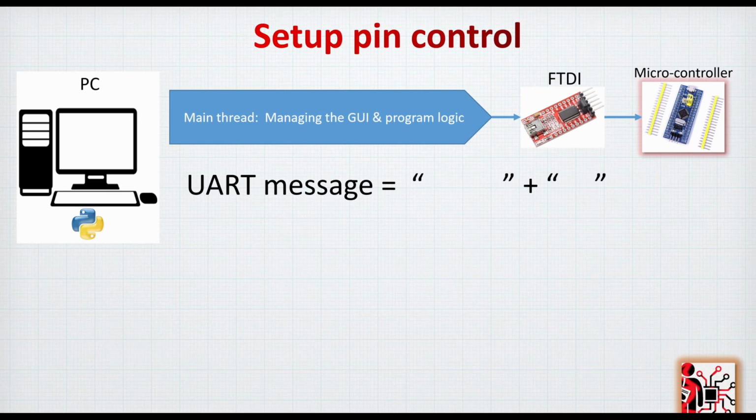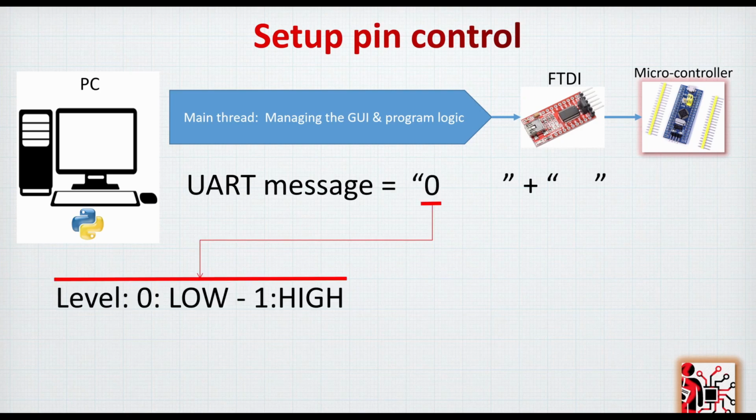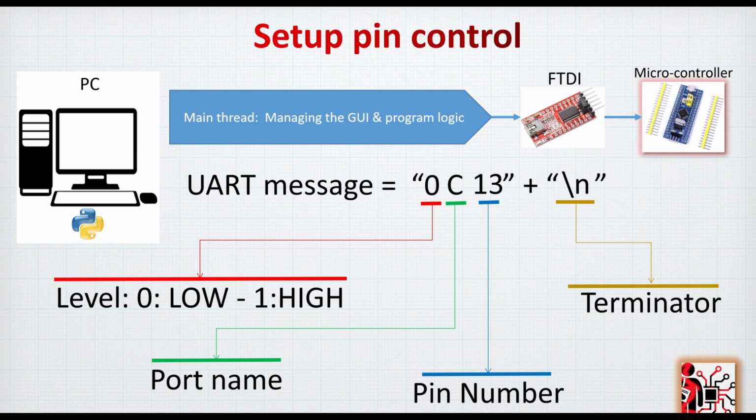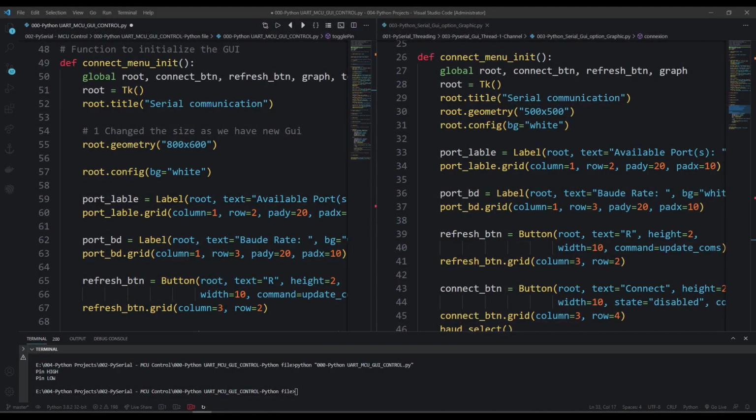So the message structure will be as below. First of all, we are going to send a 0 or 1 to say we are going to change the pin level to low or high. Then the port name, and after that, the pin number of the port. Finally, we are going to add the terminator, which is the \n or the new line, to the microcontroller. Based on that, we are going to put some logic in the microcontroller so we can see how this code is working. So let's take a look at how this function is going to change.